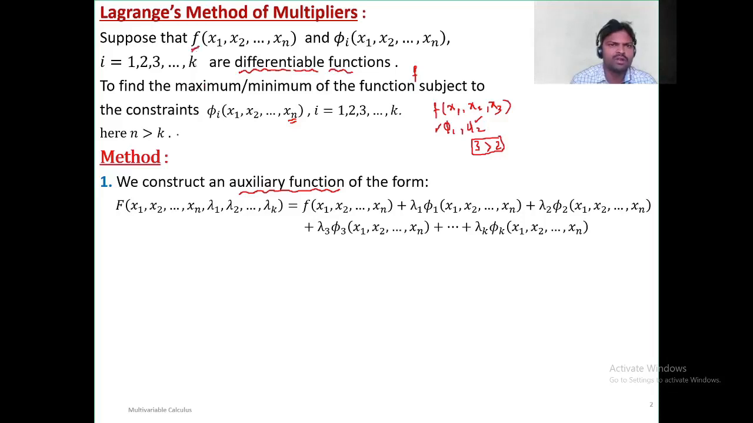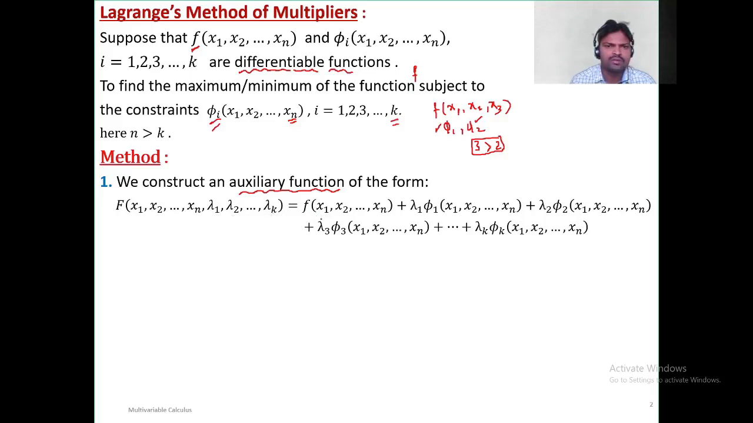Look at small f. Now I am defining capital F. The number of variables is n, because the given function has n variables: x1, x2, up to xn. And since the number of constraints is k, the pi i's are the constraints. Therefore I need to take k lambdas: lambda 1, lambda 2, up to lambda k. If the number of constraints is 3, you have to take lambda 1, lambda 2, lambda 3, like that.